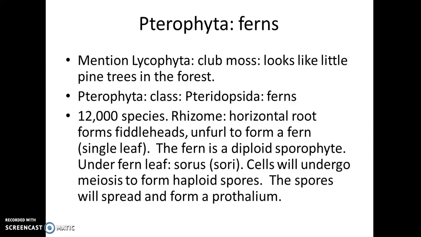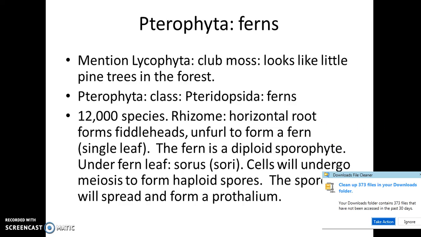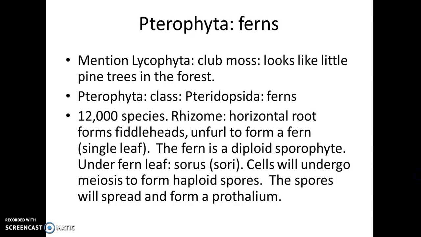They have 12,000 species. They have a horizontal root underground called a rhizome, and from that underground root, you'll have little fiddleheads that are young ferns, and they unfurl, like those little party things you blow into, and they unroll and they come out and they make that little funny sound. Well, that's what a fiddlehead looks like. It resembles the head of a fiddle.